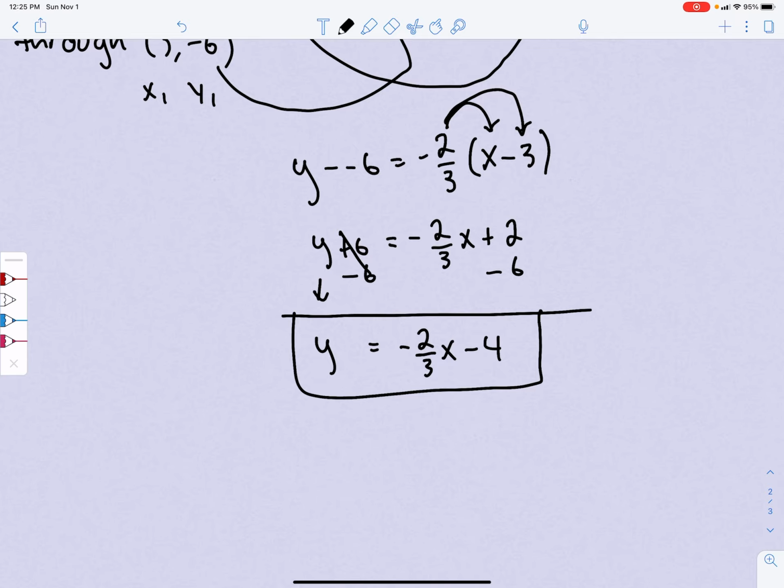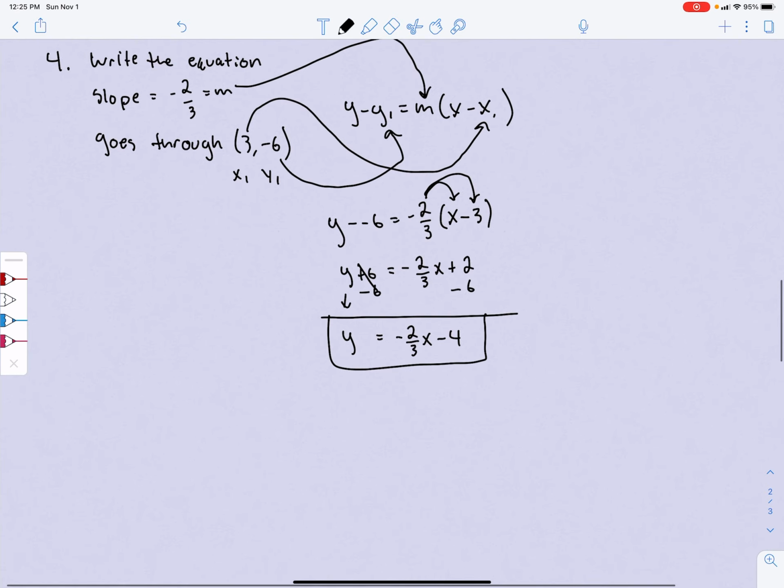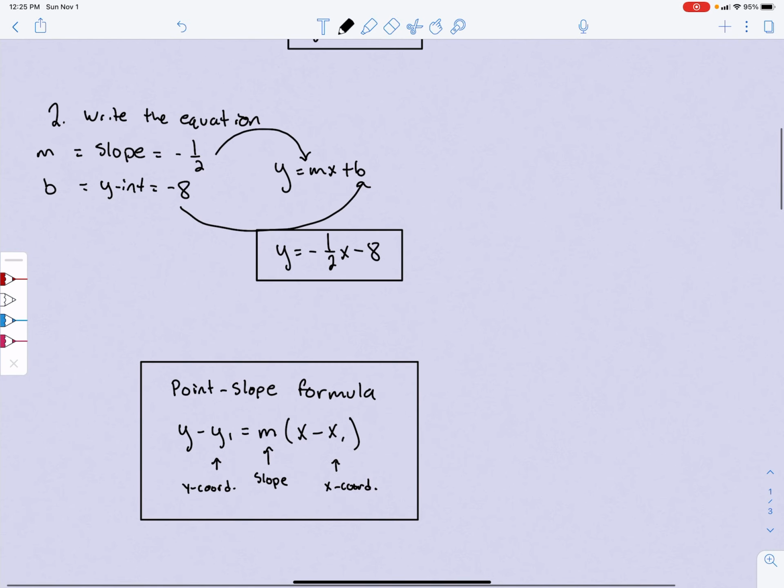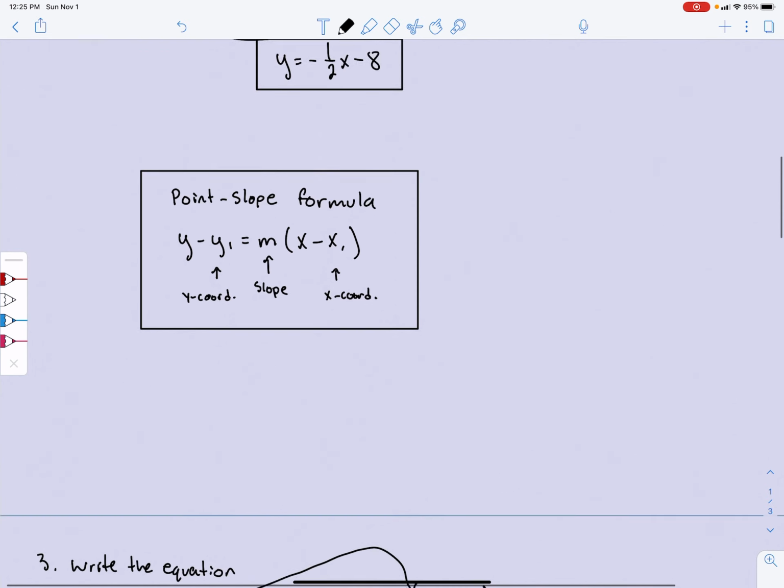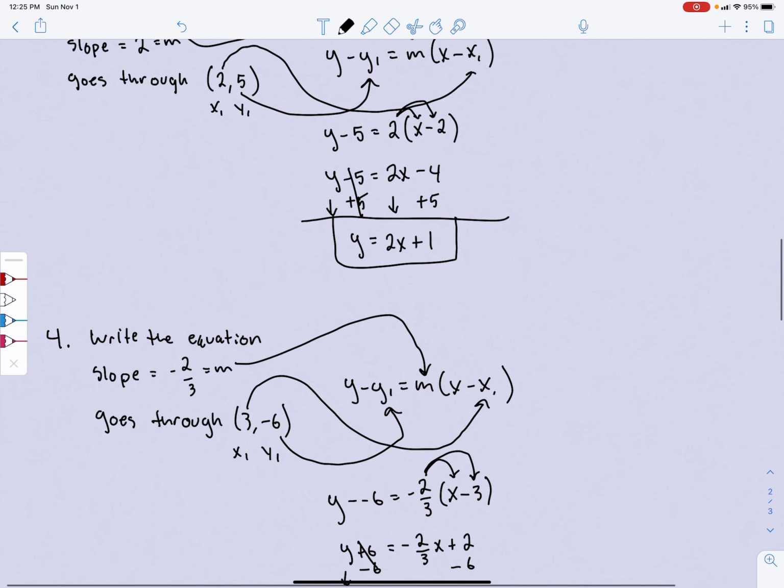So again, depending on what they give you is what equation you use. If they give you the slope and the y-intercept, then you know you're going to use the slope-intercept formula. If they give you point and slope, you know you're going to use the point-slope formula.